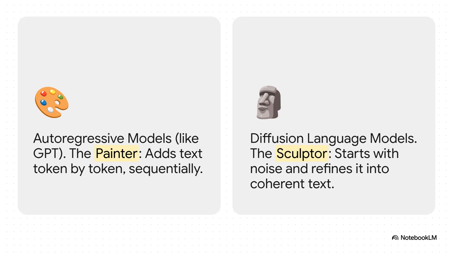You've got the reigning champion, the painter, that's your autoregressive models, like the GPT family. And then you've got this new challenger, the sculptor, and that's what we call diffusion language models.